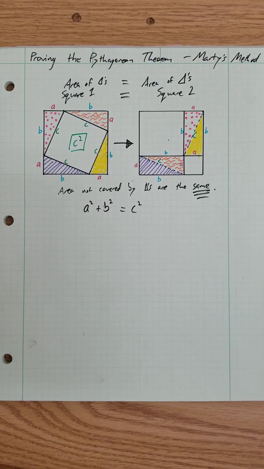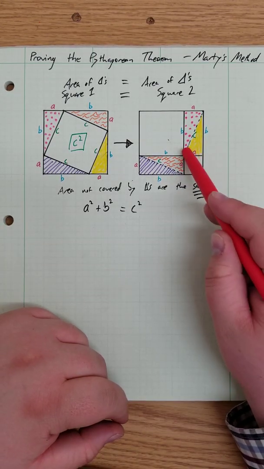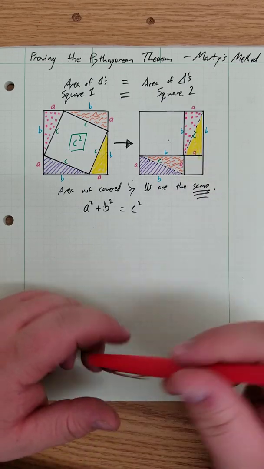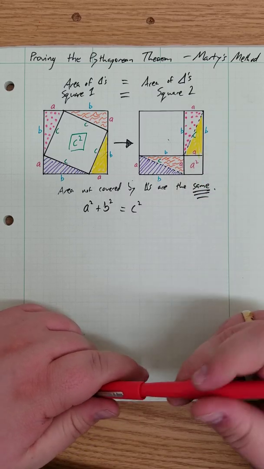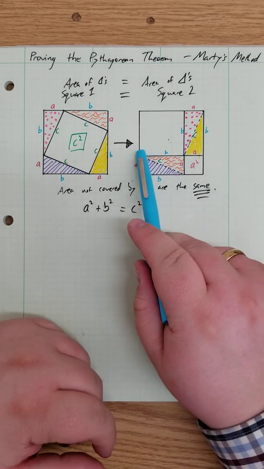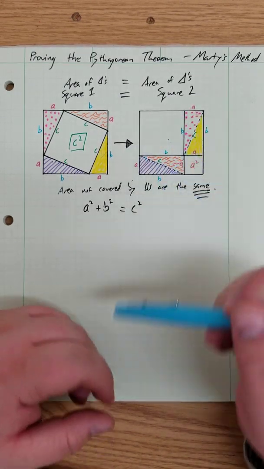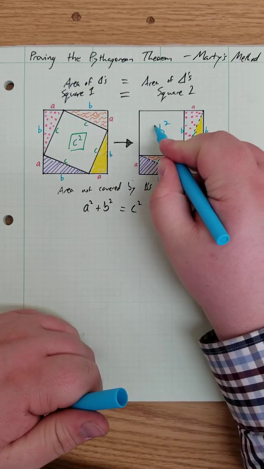Moving over to the other side, it's the area of this little square right here. Well, this side is a and this side is a, so therefore this area must be a squared. Finally, this is the long leg of the triangle. That's b and b, so the area of this one must be b squared.